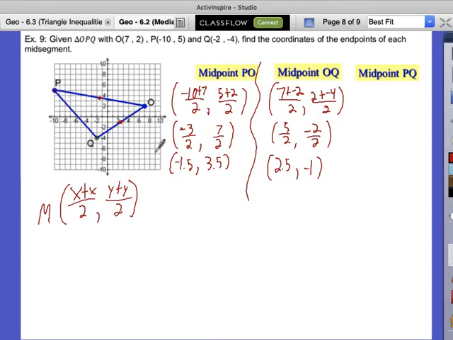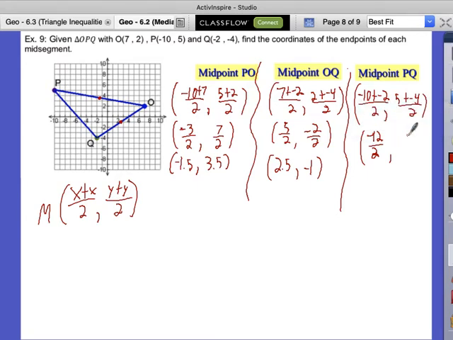Good. Then we go over to PQ and do the same thing, using P and Q. Negative 10 plus negative 2 divided by 2, comma, and for the y's, 5 plus negative 4 over 2. Negative 10 plus negative 2 is negative 12. Two negatives become more negative when we add. 5 plus negative 4 is 1 over 2. Negative 12 divided by 2 is negative 6, and 1/2 is 0.5.